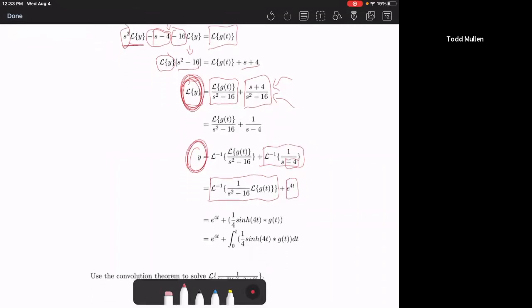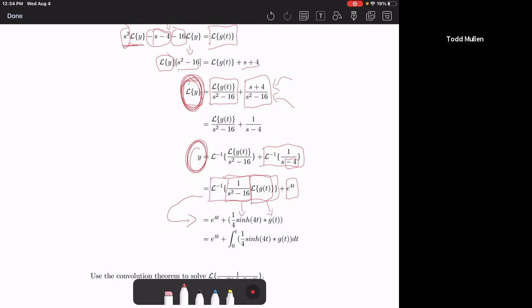But now back to the convolution theorem, we know that the inverse Laplace of this product is just the inverse Laplace of each individual piece convoluted with each other. So the inverse Laplace of 1 over s squared minus 16 from the back of the book is the hyperbolic sine, or 1 over 4 times the hyperbolic sine of 4t. And the inverse Laplace of the Laplacian of g of t is the inverse Laplace of a Laplace, so that just gives us g of t.